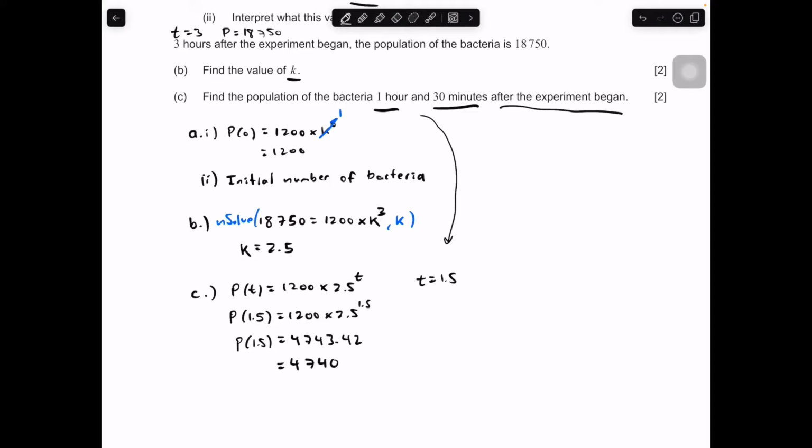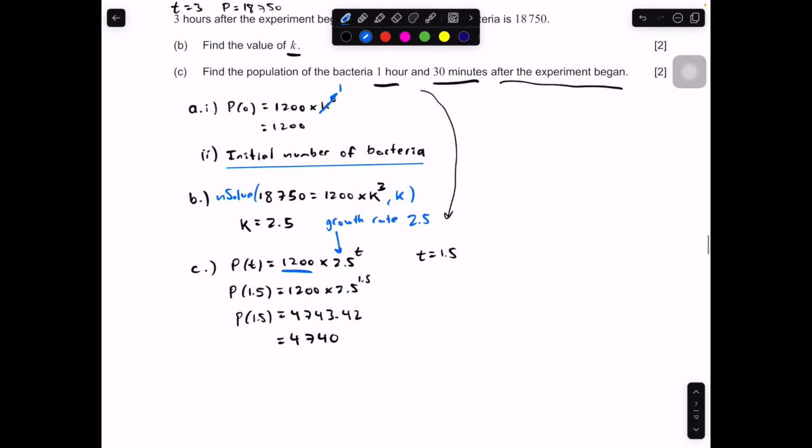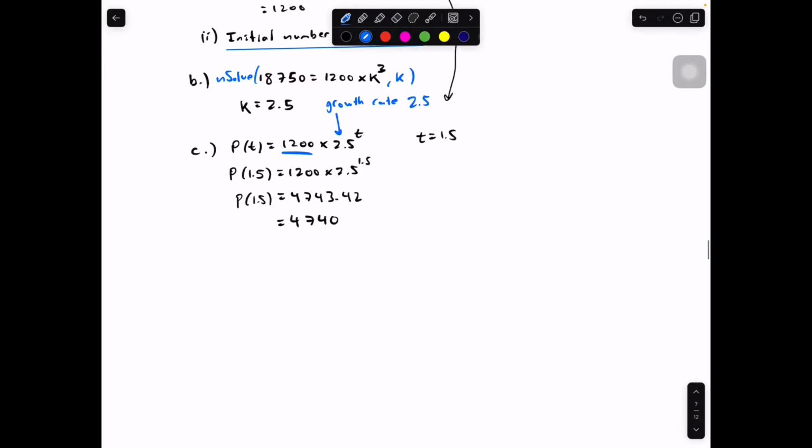Okay, and that would be our population. Is there anything else to mention? I guess potentially there could be a real-world context question, and they're saying, what is the value of this in a real-world context? This is our initial value. That's what we said right here. It's our initial value, the number of bacteria. This 2.5 is our growth rate, and it's telling us that after every hour we have 2.5 times as many bacteria as we had in the previous hour. So every hour our bacteria not just doubles, but it becomes 2.5 times larger. That's what that would be. Okay.